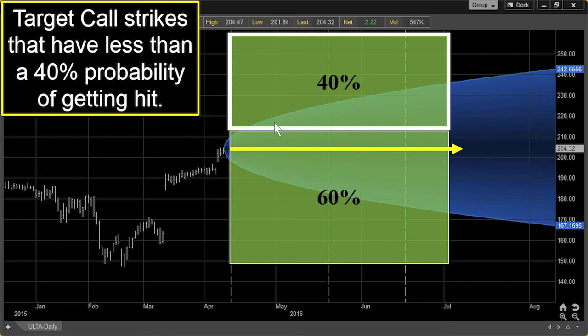We're going to target calls that have a 40% or less chance of what we call getting hit. That means at the expiration of that option, there is a 60% chance that this stock will be below 215. And the stock currently is trading for 204. What that means is this. Over the next, in this case, 20 or 30 days to expiration, as long as the stock goes and stays below 215, you make money. If the stock goes sideways, you make money. If the stock goes down, you make money. As long as the stock stays below 215, in this case, you will make money.